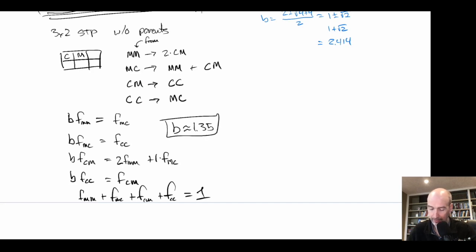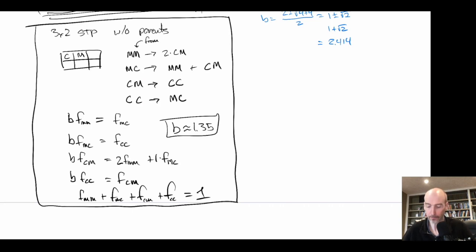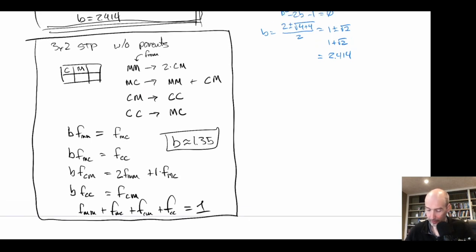Okay, so this is the 3x2 sliding tile puzzle. And this is how we get it. And I won't work out the algebra here. It's good exercise to see if you can work that out. But it's just solving equations there.